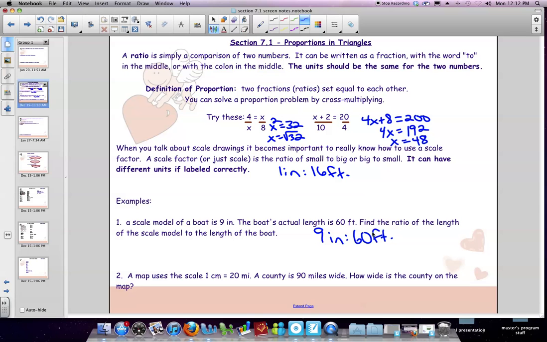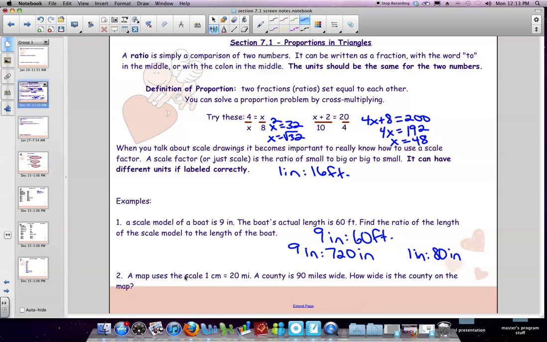So to change this, we would take 60 times 12, and 9 inches would be the same as 720 inches. 60 times 12, because feet to inches. And then we would reduce it down. If these are reducible, we would do that. We would simplify. 9 goes into 720 80 times, so the ratio would be 1 inch is equivalent to 80 inches. 1 inch in the scale model is equivalent to 80 inches in the actual boat.